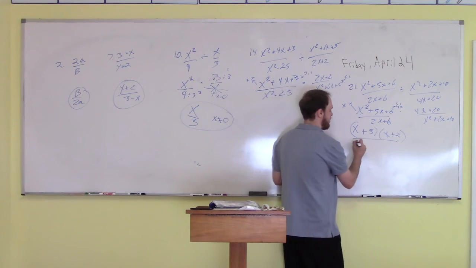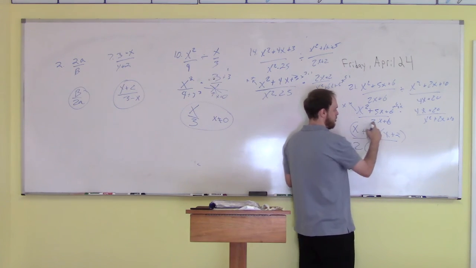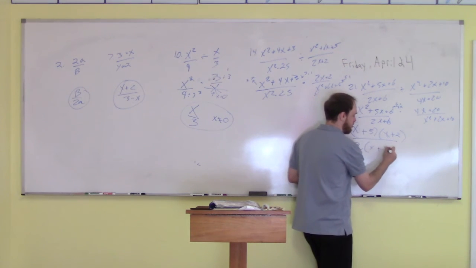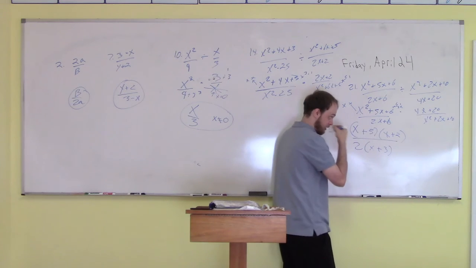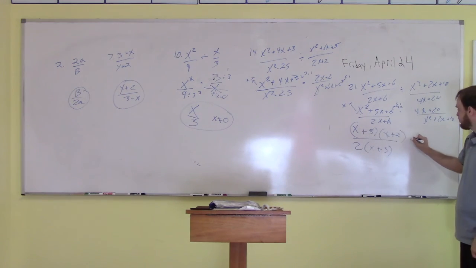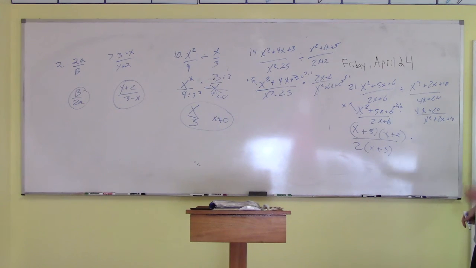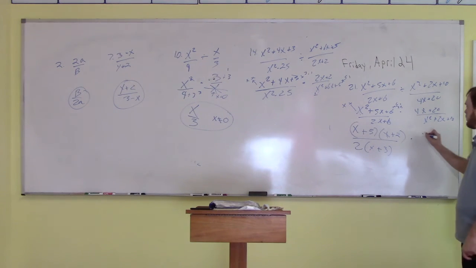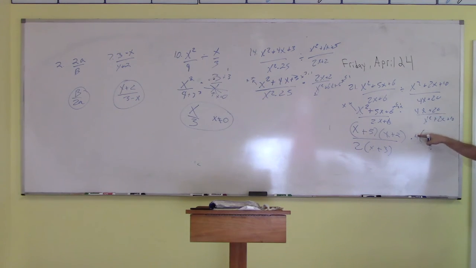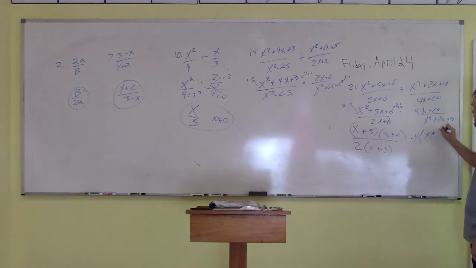What do they have in common? They both have a 2 in common, so I can factor out the 2. 2x divided by 2 just leaves me the x, 6 divided by 2 leaves me the 3, so it would be x plus 3. Now on this other side, 4x plus 20, what do they have in common? They have a 4 in common, so factor out the 4. 4x divided by 4 just leaves you an x. 20 divided by 4 leaves you a 5.